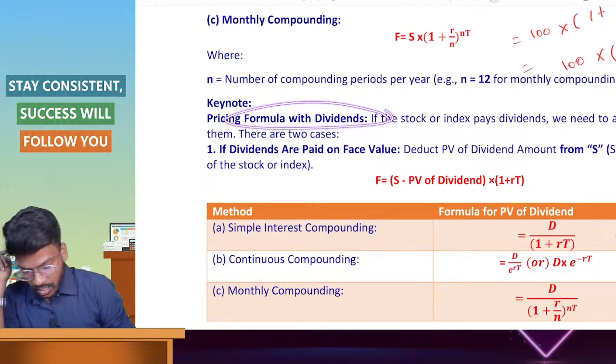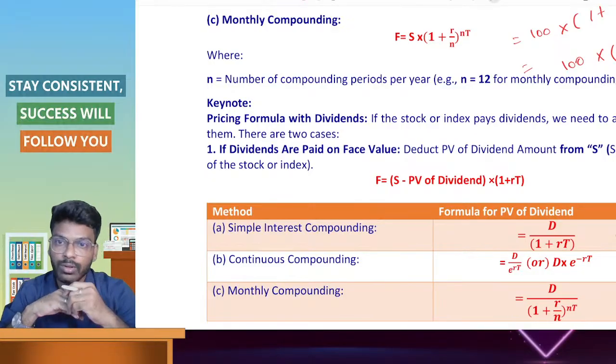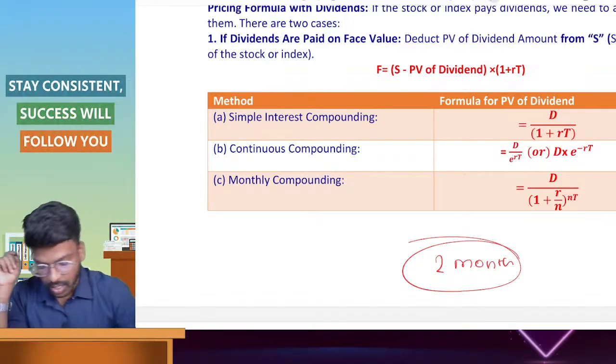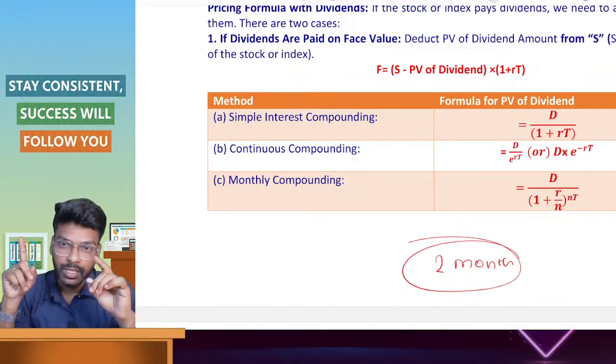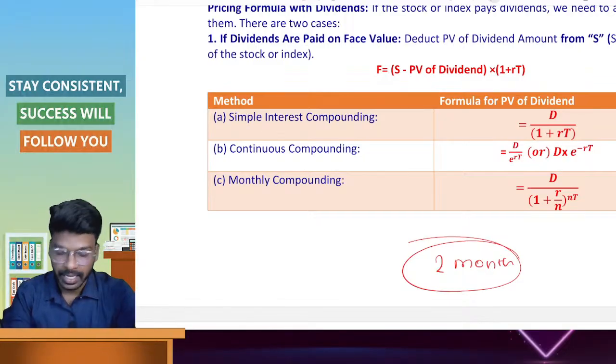In case dividend income is given in the question, the dividend is an inflow, so we have to reduce that inflow from the future price computation. So the spot price will be reduced. Spot price minus present value of dividend will give you the adjusted spot price.